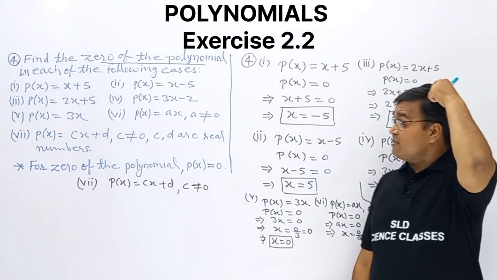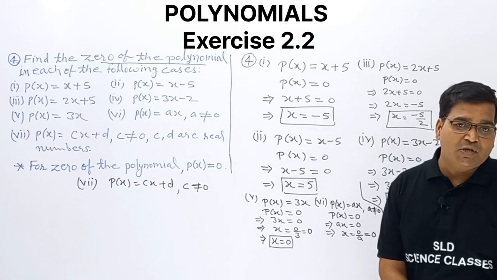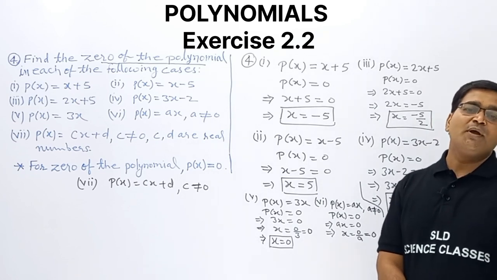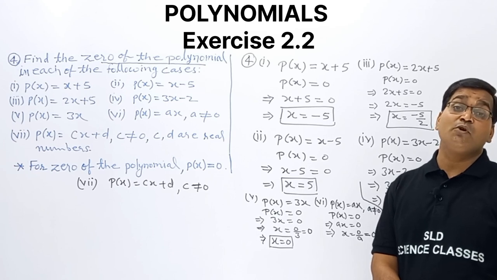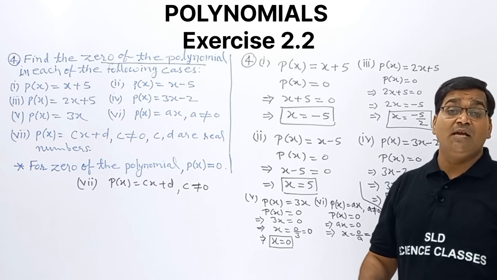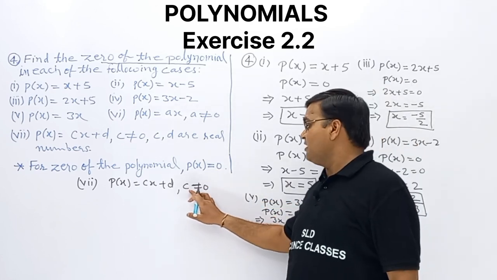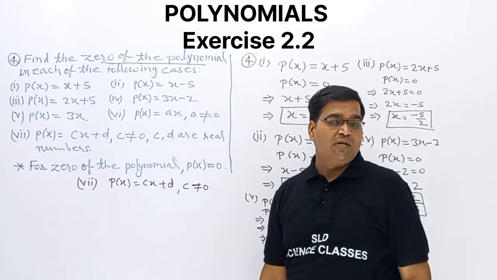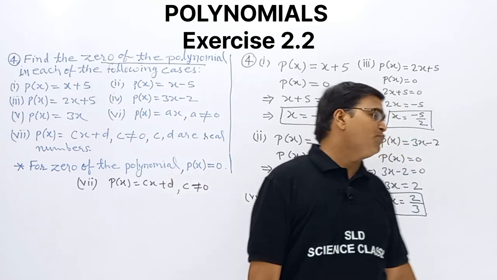Now again same condition. C should not be equal to 0. Once we put c equal to 0, 0 into x is 0. We are not having that time a linear polynomial. Polynomial will be changed. So we already have one condition, c should not be equal to 0. Then that one is the linear one, and we can solve this one.